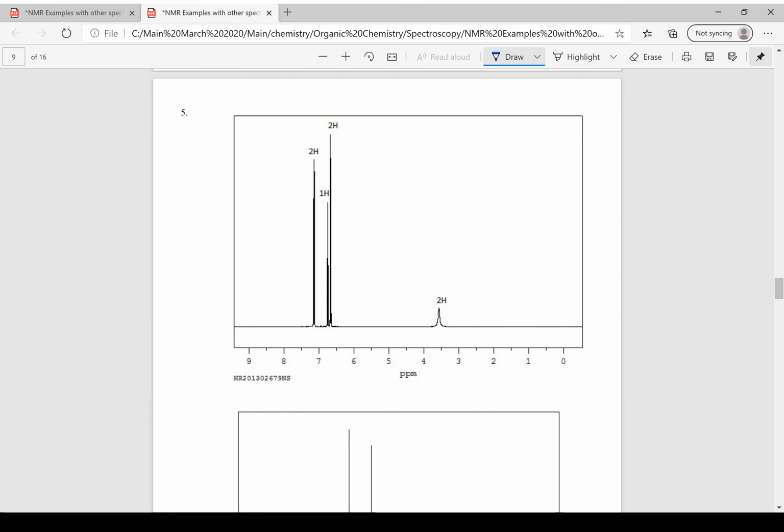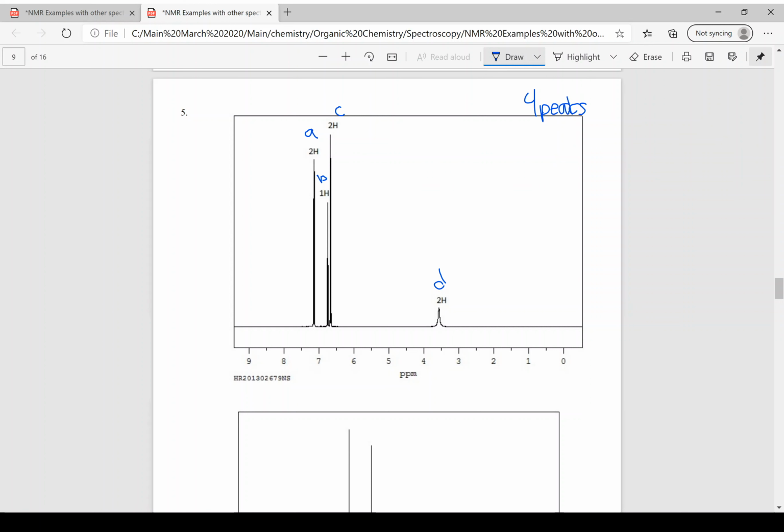Let's do another multi-spectra problem. This one is number 5. And again, let's start with that proton NMR. This one goes up to a 9. So number 1, I have an A, I have a B, I have a C, and I have a D. So I have 1, 2, 3, I have 4 peaks.